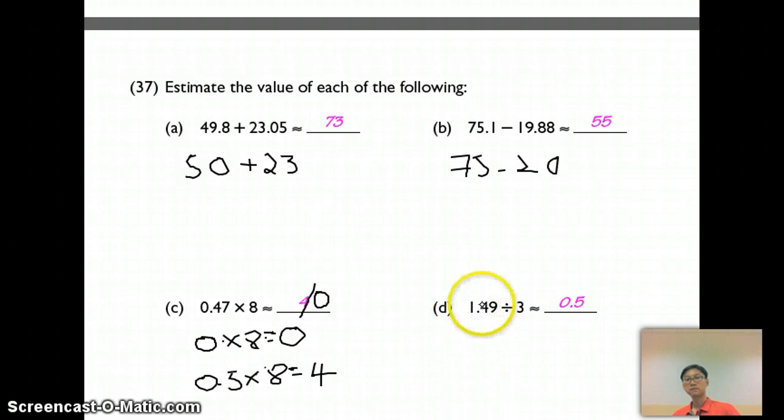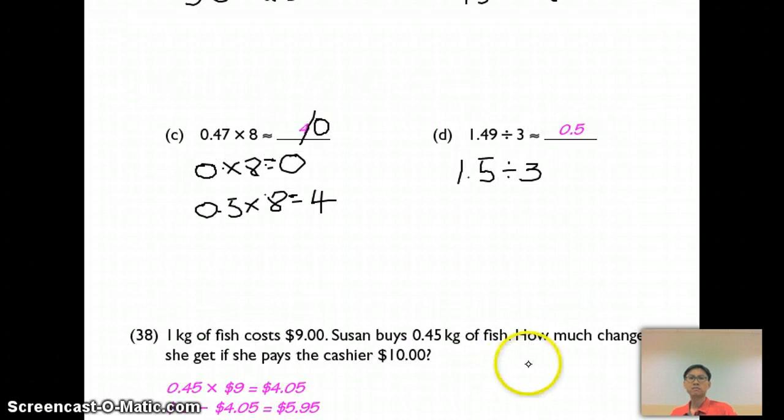Now for this 1.49, so like I said, division, you don't follow the rounding off rule, so you need to find something that is closest that I can divide. So actually the one that is closest is 1.5. Okay, 1.5 divided by 3 will give you 0.5. So you imagine 15. 15 divided by 3 is 5. So I have one decimal place here, so it's 0.5. Okay, so that's it.